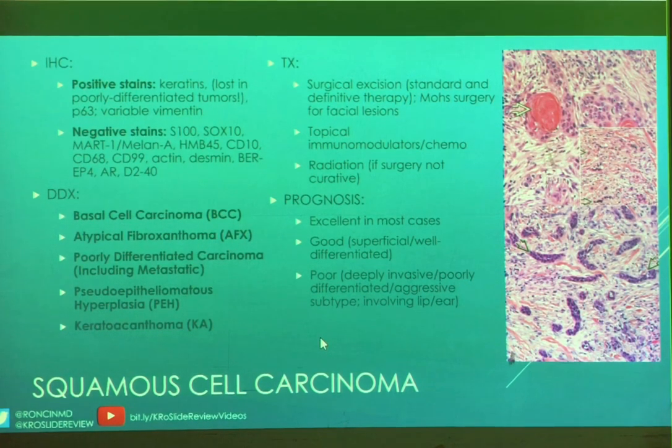Superficial, well-differentiated lesions have a good prognosis. Again, that kind of makes sense. The better differentiated, the better behaving something is. Poor prognosis is for lesions that are deeply invasive, so things that would be hard to get a good surgical margin on, if they're poorly differentiated, if they're one of the subtypes that tends to be aggressive, if they're involving the lip or ear. All those things confer a poor prognosis because, again, they're not easy to cut out. Or the patients might actually be at a really high stage by the time they present. So those are all things you want to think about.